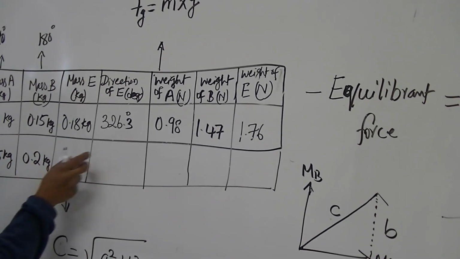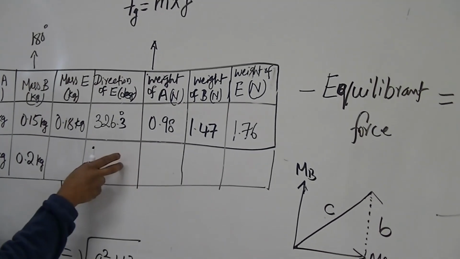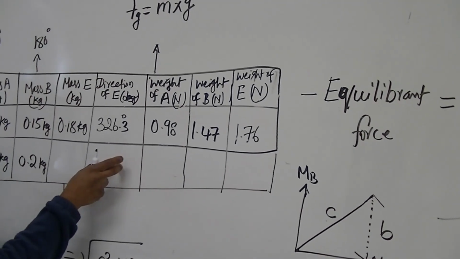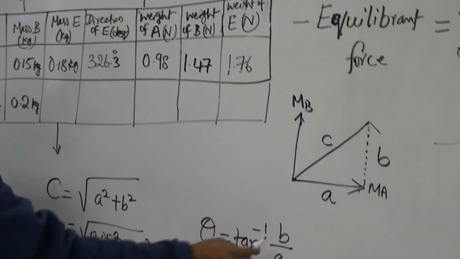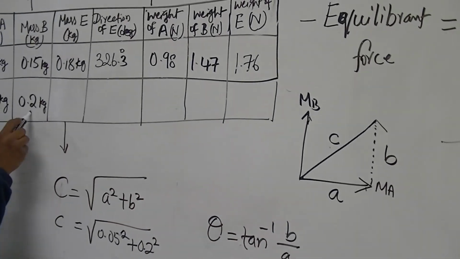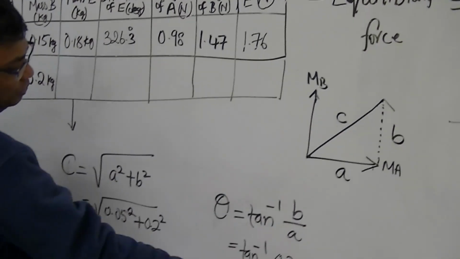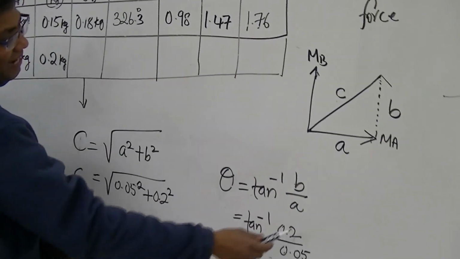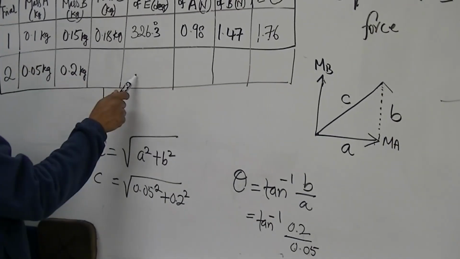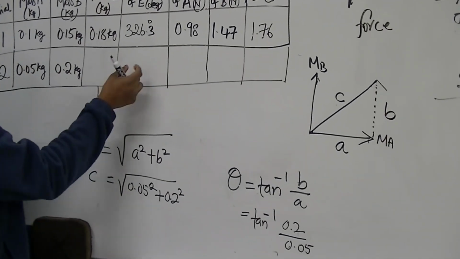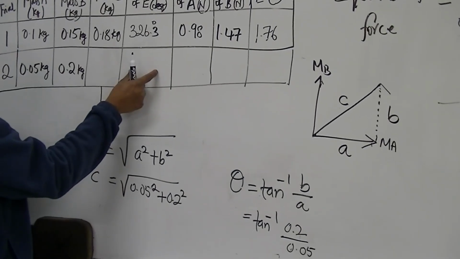And once you got this, how do you get this angle? To get the angle, you take tan inverse, you use this equation, tan inverse B over A. Your B is 0.2 and your A is 0.05. When you do that, you get the angle theta. And whatever angle you get, you add 270 to that. And then this is the resultant E angle.